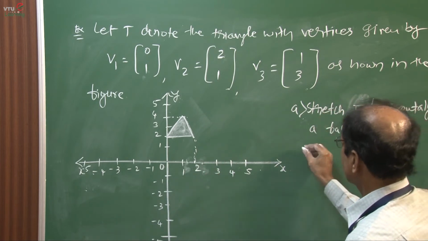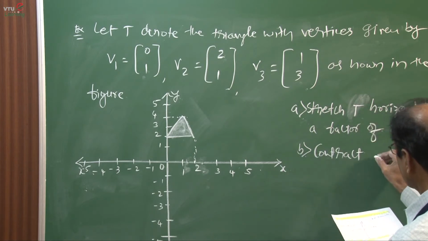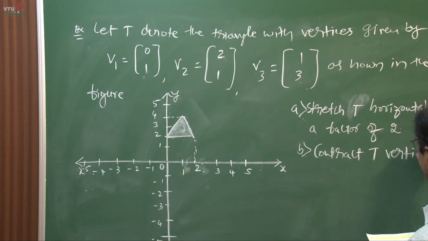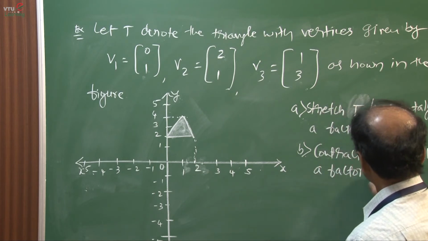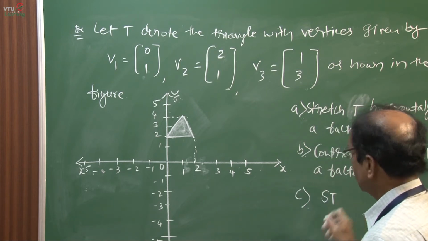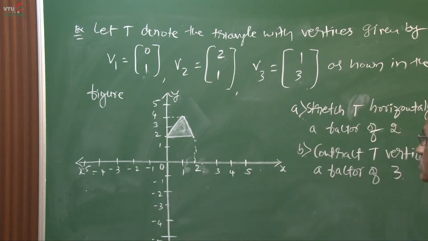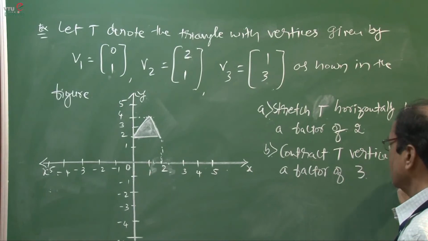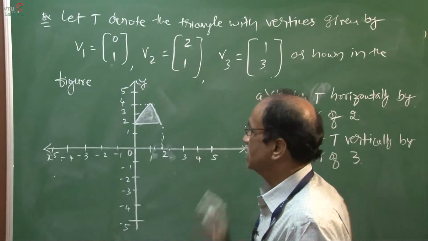Okay. Then question number B, contract T vertically by a factor of 3. Of course, let me answer these two first, then I shall go for the other one. So the first question is stretch T horizontally by a factor of 2, and contract T vertically by a factor of 3. Horizontally means along the x axis and vertically means along the y axis.